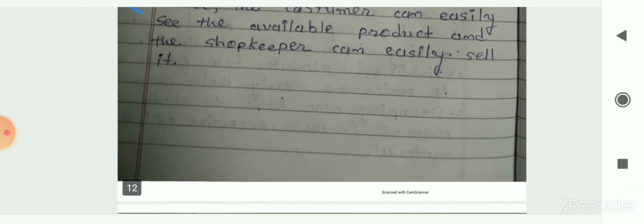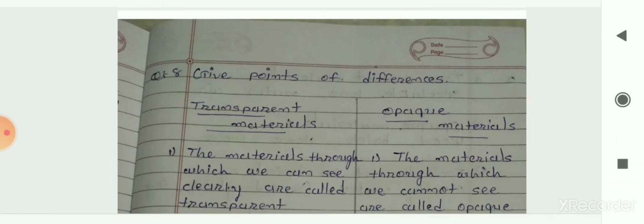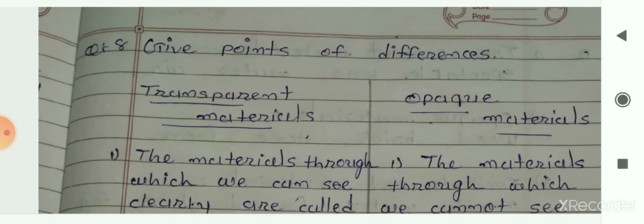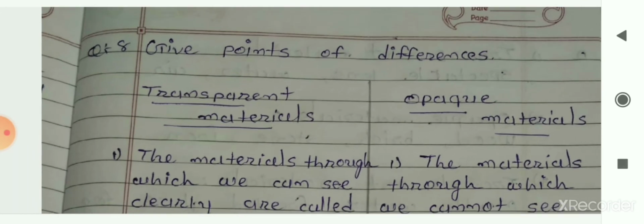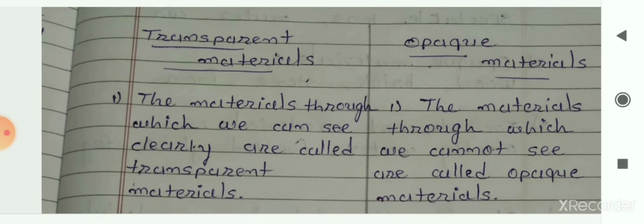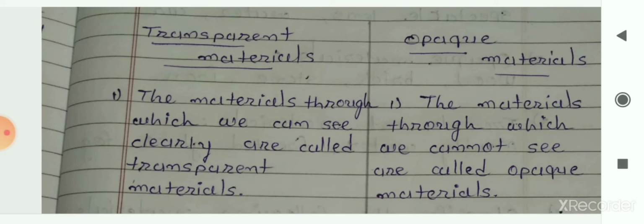So here one reason gets over. And the next question is: give points of difference, or write the differences between transparent material and opaque materials. So the first difference between transparent material and opaque material.